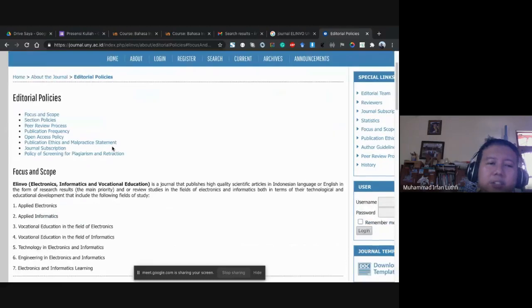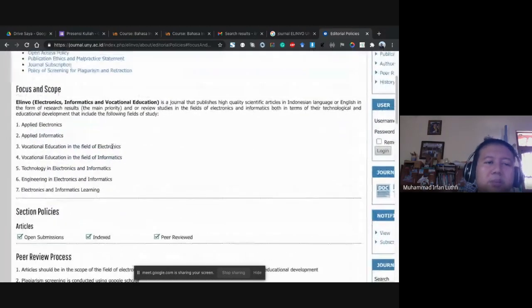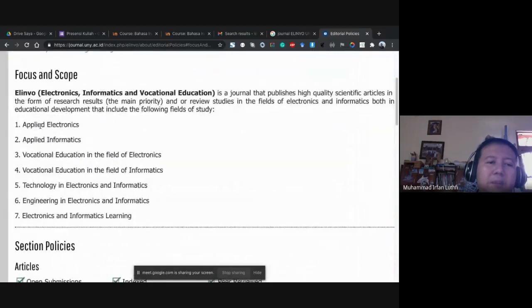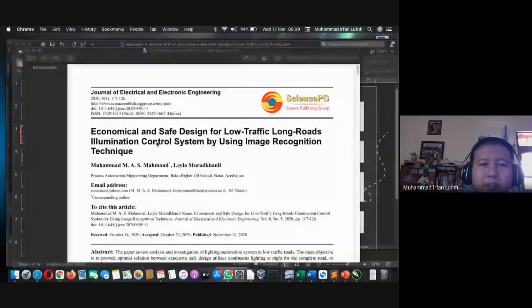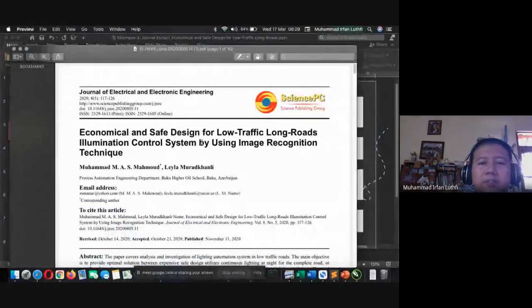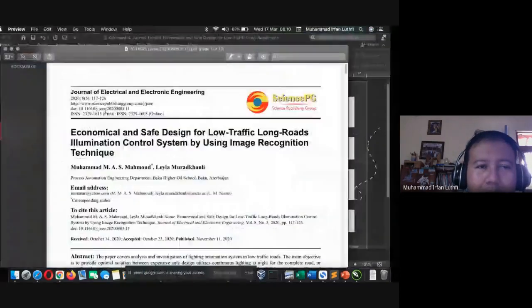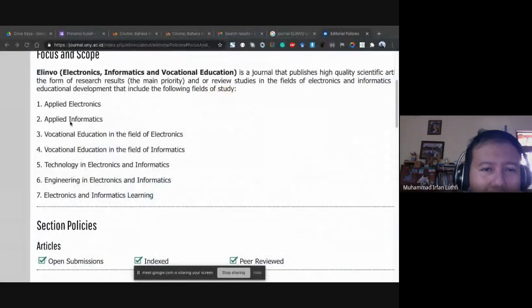and Vocational Education. And for this focus and scope, we have a 7. We have applied electronics. So for example, in this article, the Economical and Safe Design for Low Traffic Long Roads Illumination Control System by using image recognition technique, this belongs to applied electronics, I think. No, you can also choose technology in electronics and informatics. So you can choose number 1, number 5, or number 6.